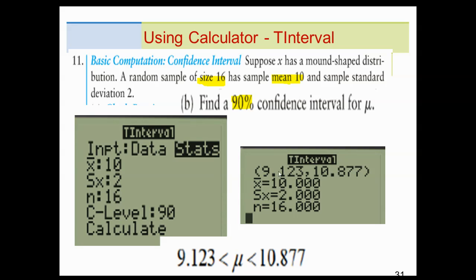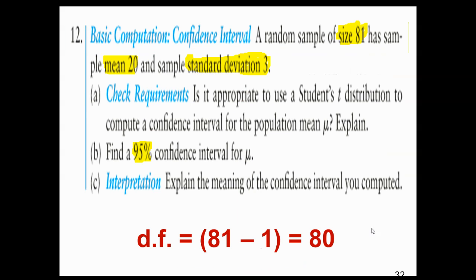Now, what it does, it gives you the answer you're looking for. It gives you the interval, and it also gives you back what it told you already. It tells you X bar, it tells you the standard deviation, it tells you how big N was. You knew all this. Why it's regurgitating that back to you is beyond me.